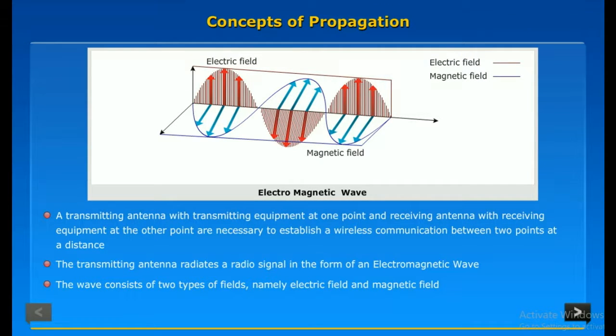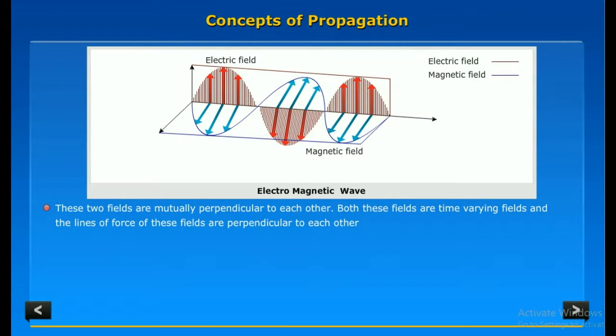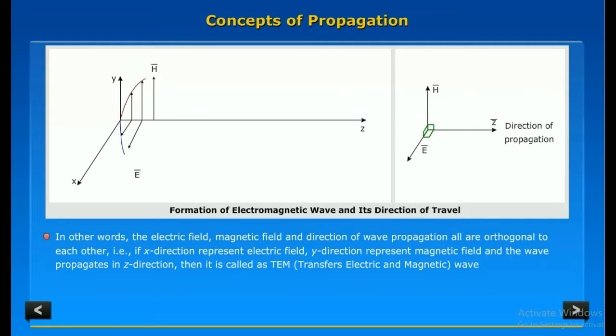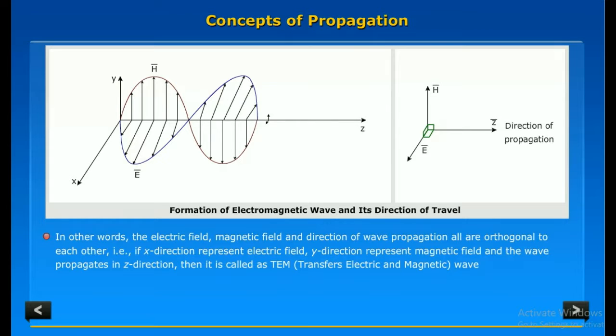The wave consists of two types of fields, namely electric field and magnetic field. These two fields are mutually perpendicular to each other. Both these fields are time-varying fields, and the lines of force of these fields are perpendicular to each other. The direction in which the electromagnetic wave travels is perpendicular to both the fields simultaneously. In other words, the electric field, magnetic field and direction of wave propagation all are orthogonal to each other.